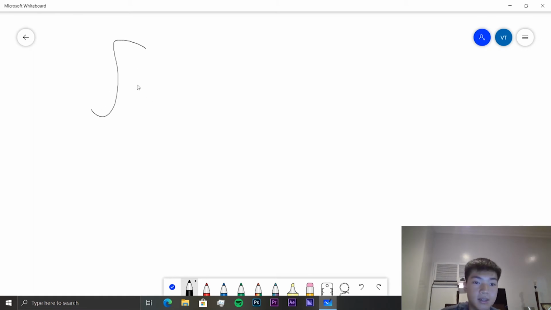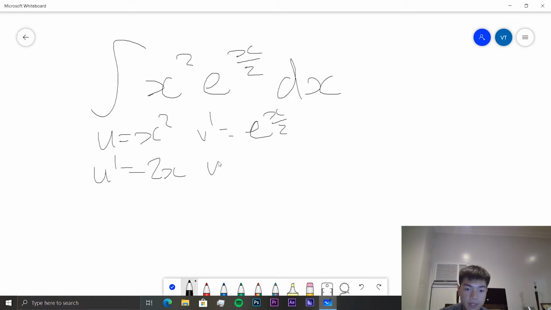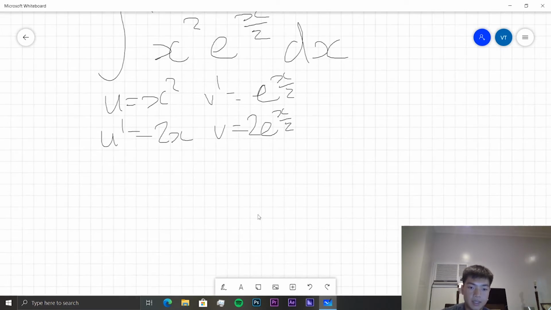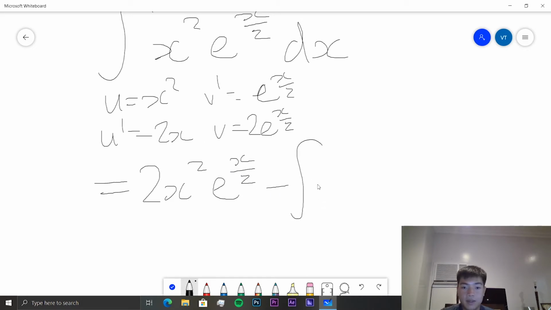Next, determine the integral of x squared e to the x over 2, which looks like integration by parts twice. So u is equal to x squared, u prime is equal to 2x, v prime is equal to e to the x over 2, v is equal to 2e to the x over 2. So this is equal to 2x squared e to the x over 2 minus the integral of negative 2x, negative 4x e to the x over 2.